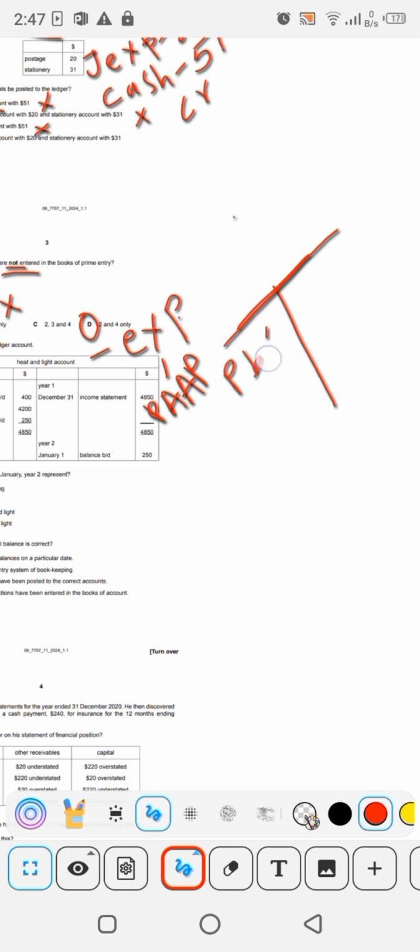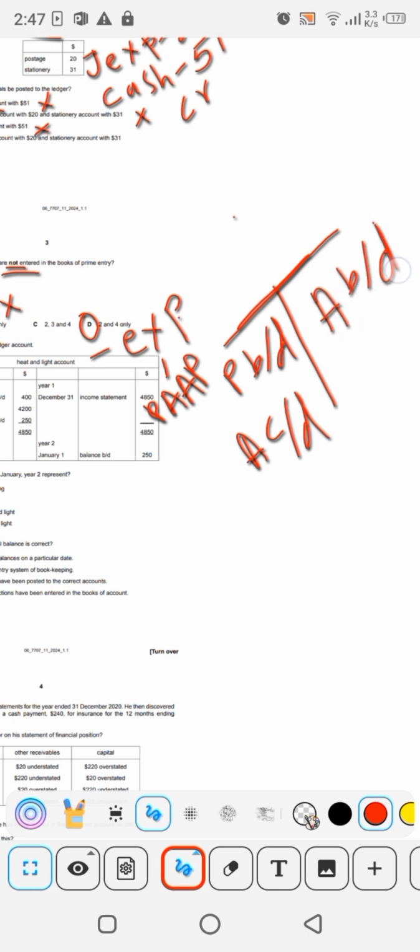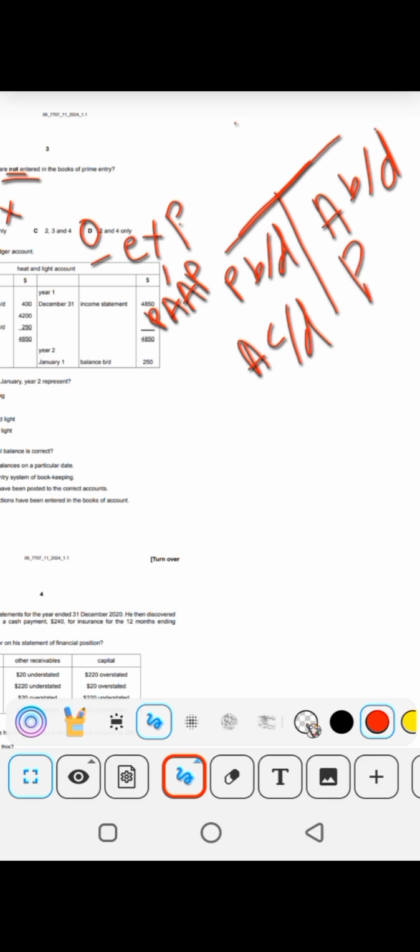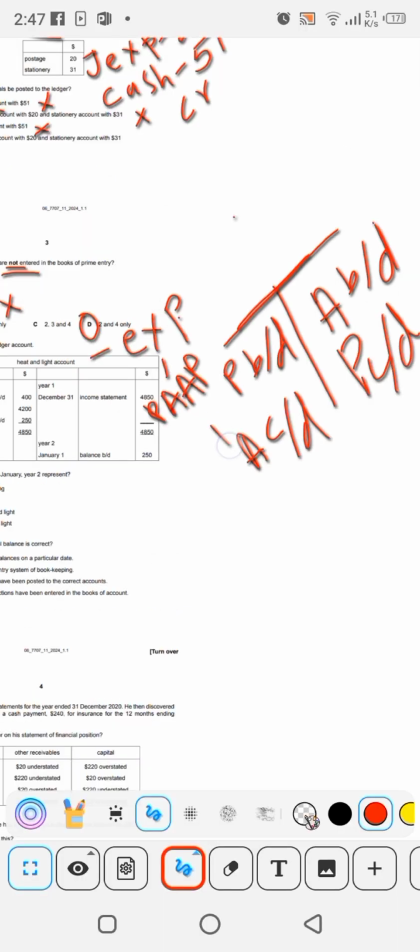So as the abbreviation says, PAAP, on the debit side we start from prepaid brought down, then accrued carried down, and then we move to the credit side. It is accrued brought down and prepaid carried down. Then on the debit side we will write bank account, and on the credit side we will write income statement.